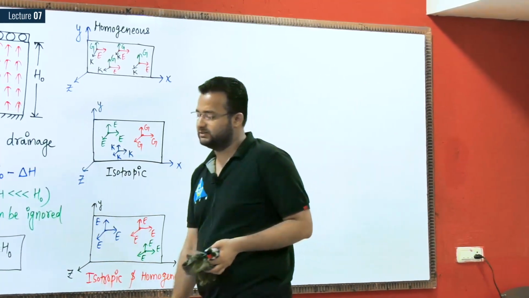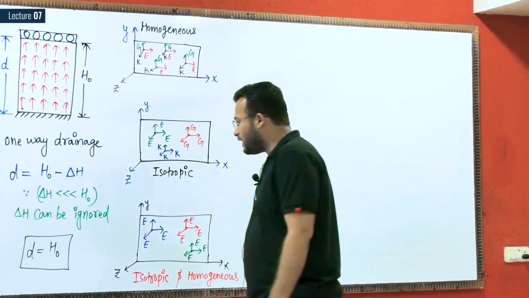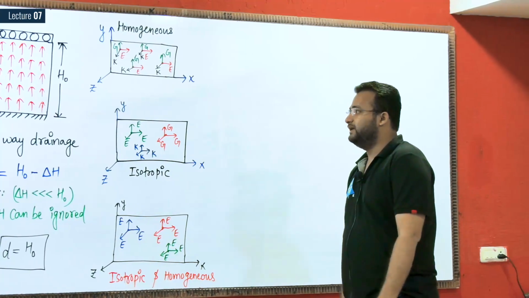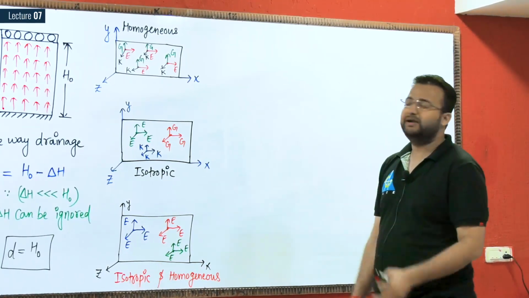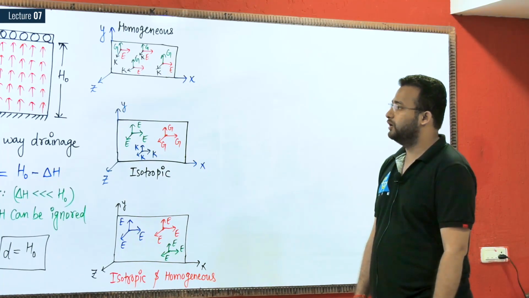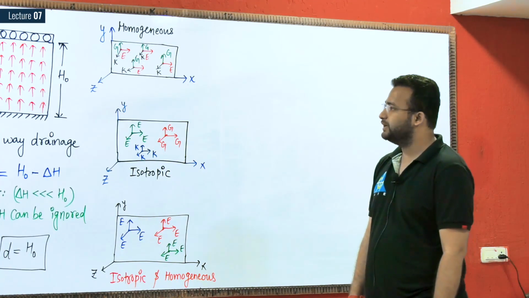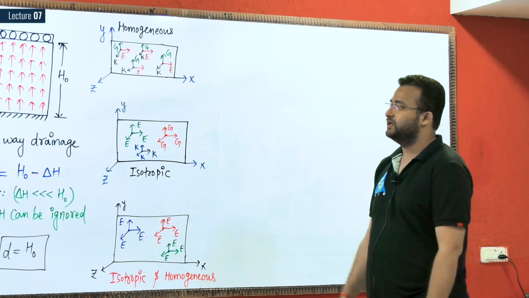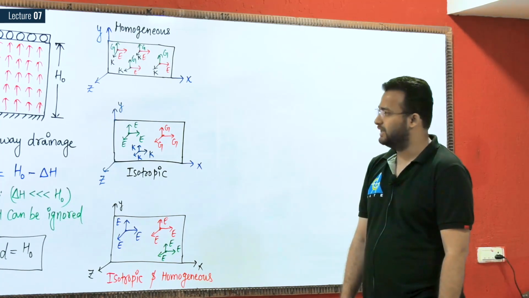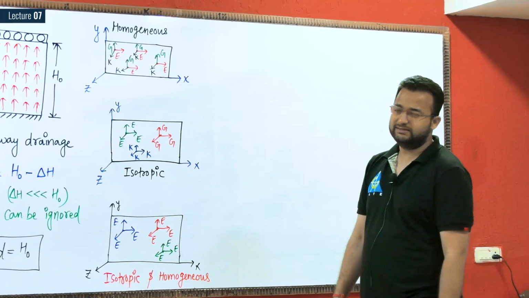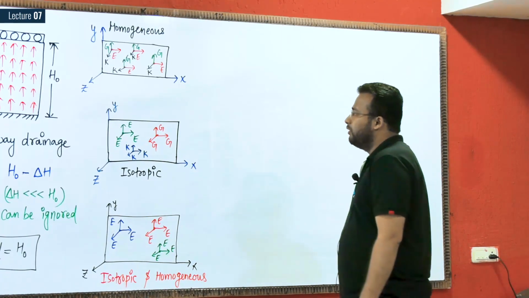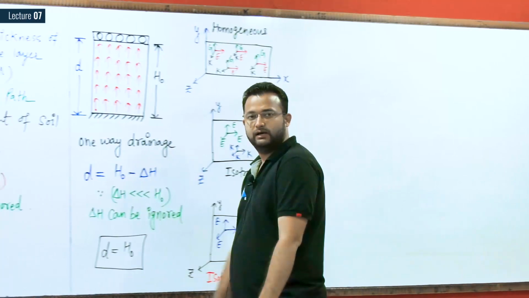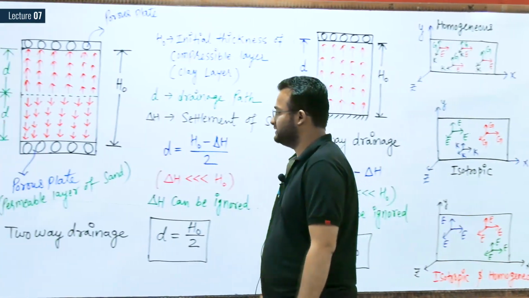We'll discuss, don't worry. Till now I have explained what is one-way drainage, what is two-way drainage, how the experimental setup of primary consolidation is prepared, and what are the assumptions given by Terzaghi. All those things we have discussed till now. Now what results actually we get in this test, that we can discuss.